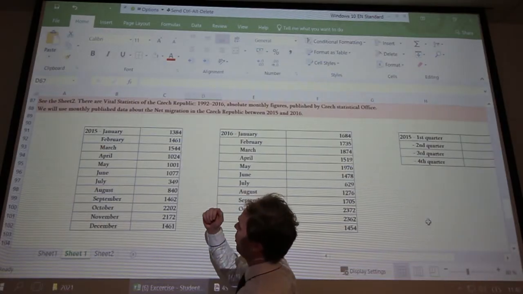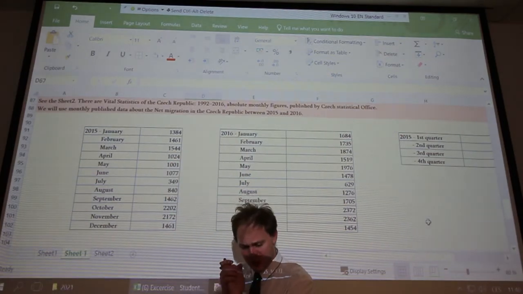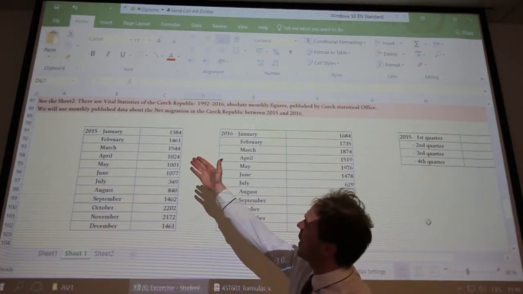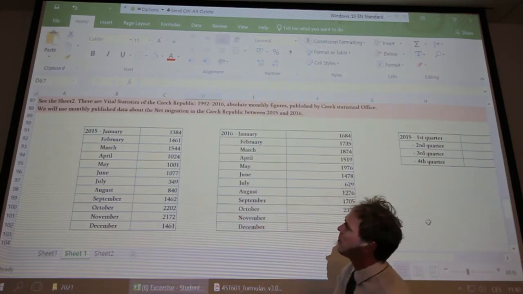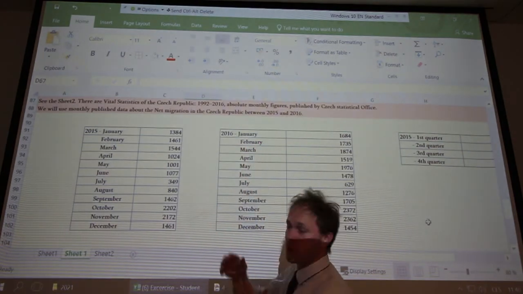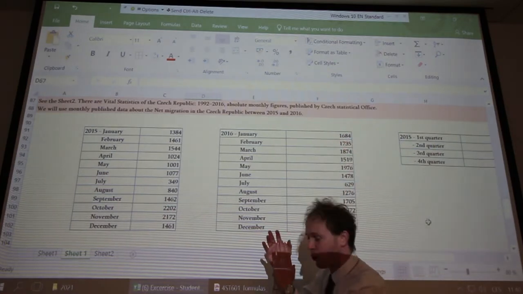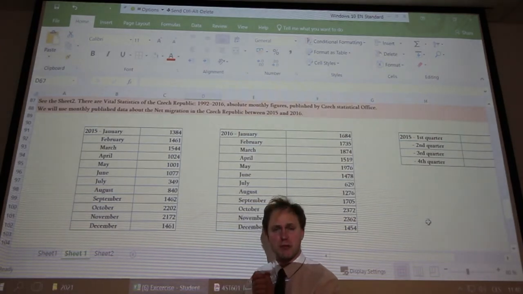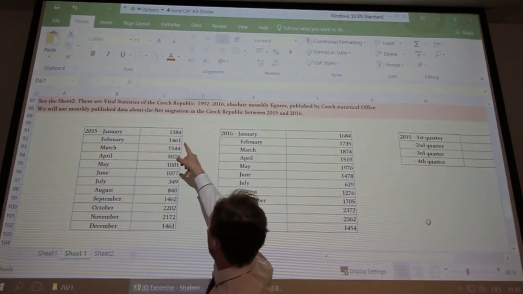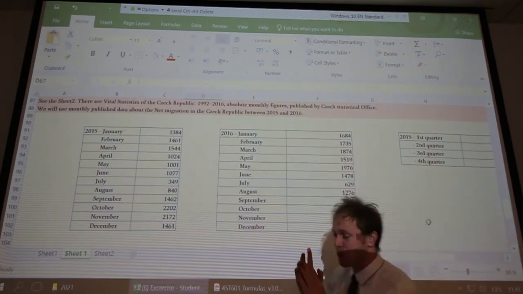We have here another example. See the sheet 2. Yes, I downloaded for you a sheet from Czech Statistical Office. Yes, there are vital statistics of the Czech Republic, the real data set from year 1992 to year 2016, about monthly figures, published by Czech Statistical Office. So the real data set downloaded from the web pages of Czech Statistical Office. So we will use this real data. We will use monthly published data about net migration in the Czech Republic between year 2015 and 2016.